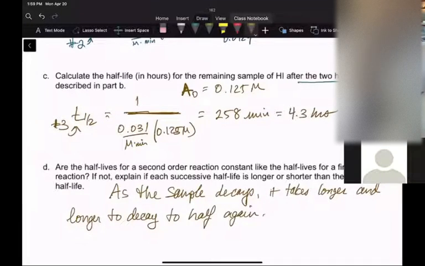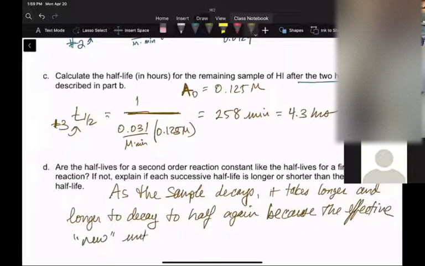Let me just say, because the effective new initial concentration is lower. Yes. Does that make sense? Any questions there?